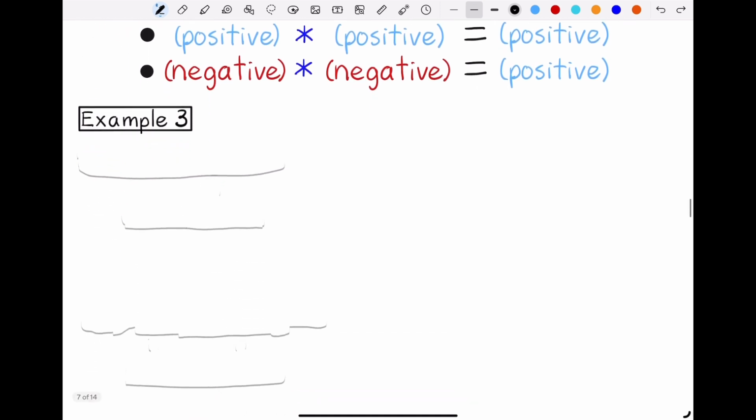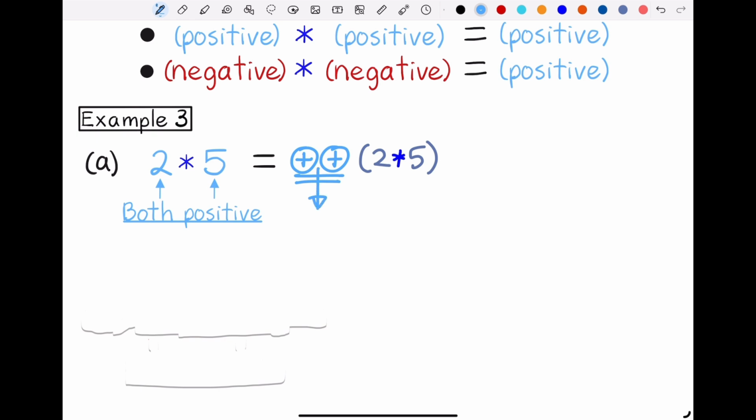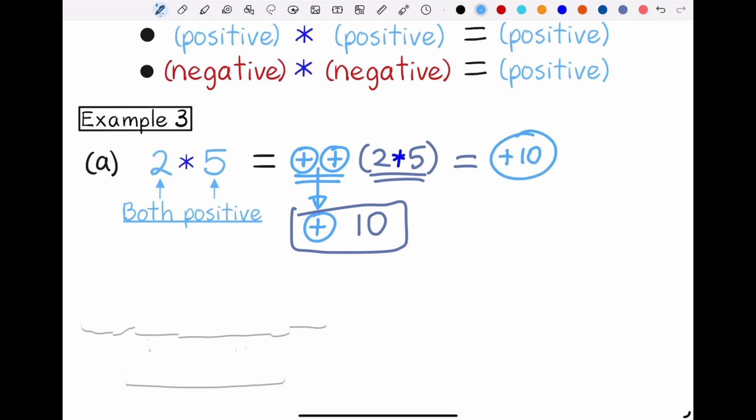So first, let's look at 2 times 5. And we know they're both positive. So we're going to put a positive sign for positive 2 and another positive sign for positive 5 out in front. And then we're just going to multiply the 2 and the 5 together. And since we're multiplying two positives, they're both the same sign, so that means our answer is going to be positive. And we know that 2 times 5 equals 10, so putting this all together, our answer is going to be positive 10, which is positive.